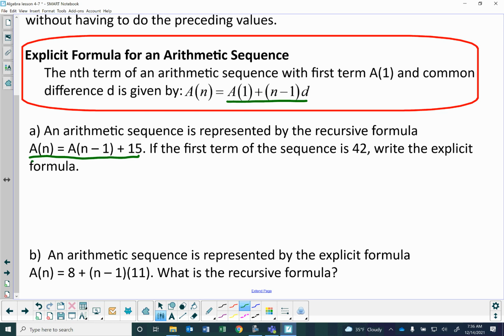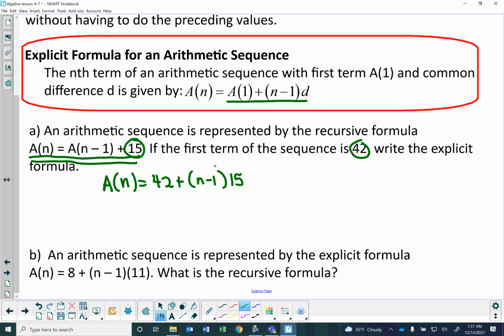What I've double underlined here in green, that's your recursive formula. We're going to write the explicit formula. The explicit formula says take a of n, and that's going to equal my first term. Well, my first term is 42, plus parentheses n minus 1 times the common difference. And the common difference, we already know, has to be this right there, because that's what we're given in the recursive formula, so that helps us with the explicit formula. So it's n minus 1 times 15. So there's our explicit formula.